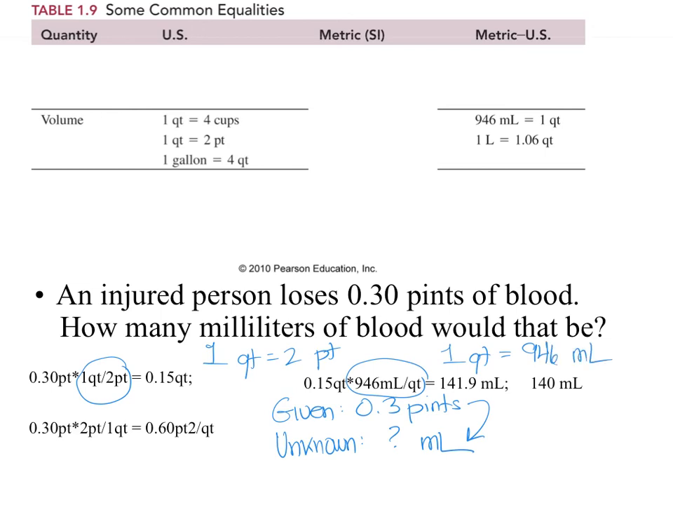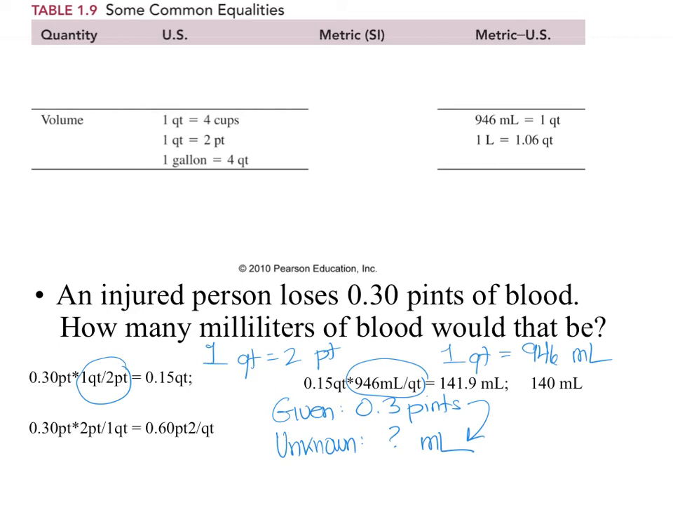So this problem would be one like, for instance, if I had asked you how many seconds are in a day, or maybe how many seconds are in 2 days, you'd have to go from days to hours, hours to minutes, minutes to seconds. You would need a couple of equalities to get there. Well, this is the same way. If you don't have a direct one step, one equality, how many pints is equal to how many milliliters, you can do it in several steps.